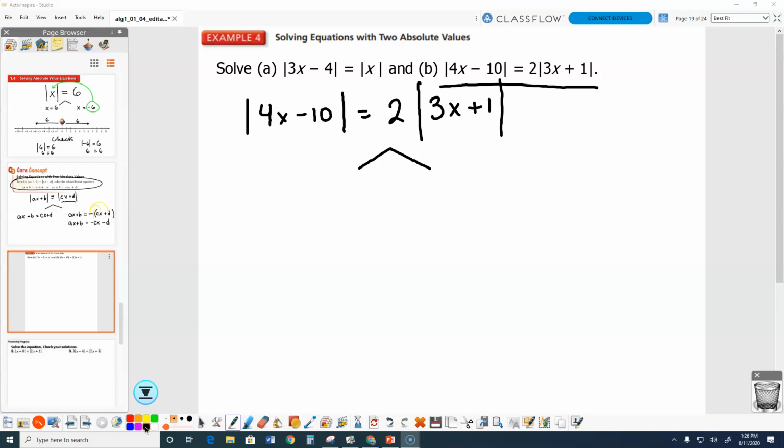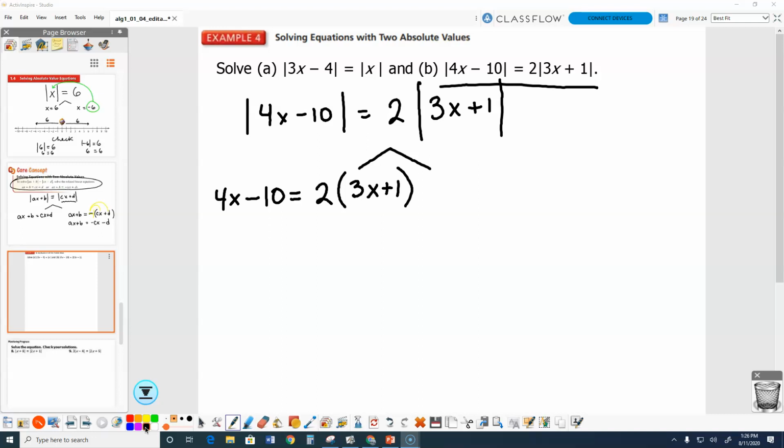So first, let's take care of the first equation. I'm just going to copy what I see without the absolute value bars. So I'm going to have 4x minus 10 is equal to, now this says 2 times the absolute value, so I'm going to write 2 and put parentheses for the times. So 2 times (3x plus 1). All right, that's my first equation.